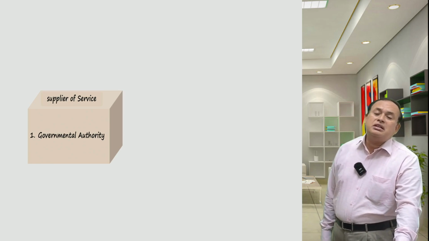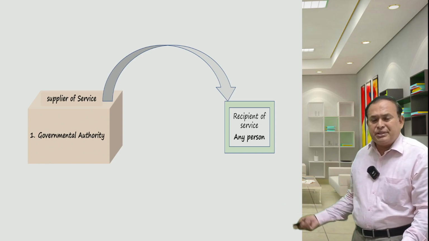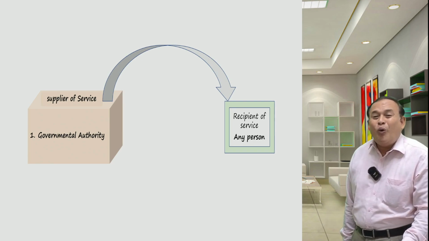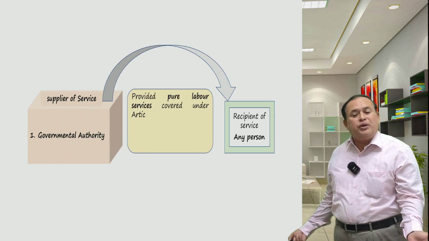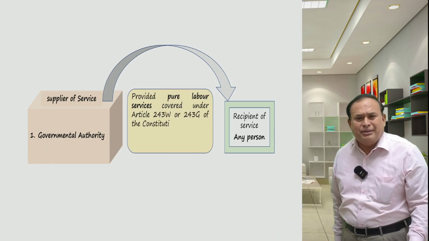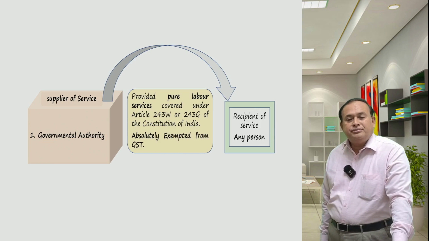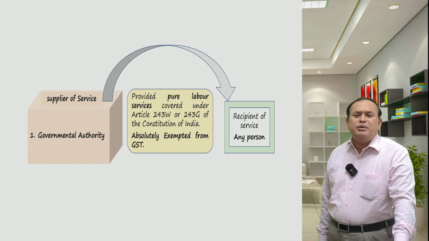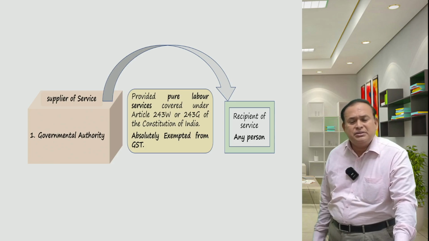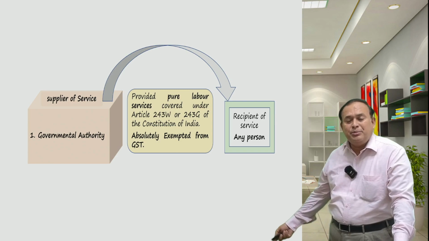If such a governmental authority provides these services to a recipient of service, any person, in that case, what type of services? To meet the objectives of Article 243G or Article 243W, obviously, then only we call it a governmental authority supplier, qualifies for exemption. Pure labor services qualify for exemption. What about the material? The value of material should not go beyond 25% of the contract value. Exempt in the hands of the governmental authority, if they provide to any person.